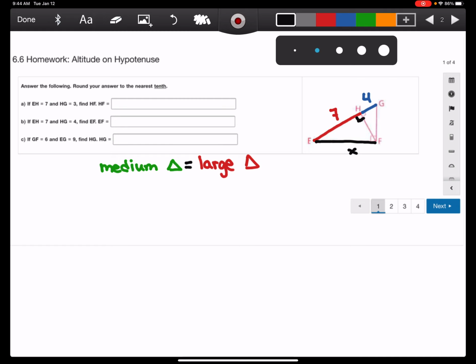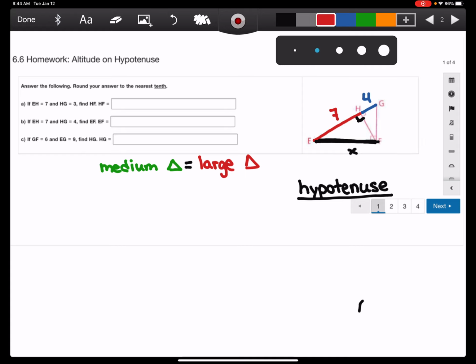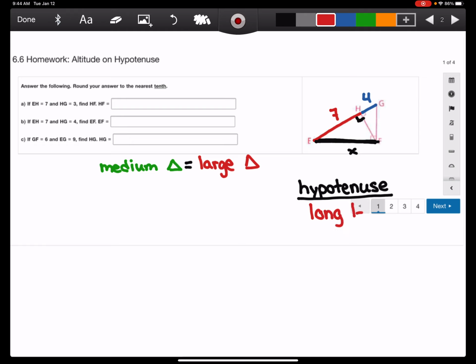Next, we need to look at what sides were given in both of those triangles. So first off, if I look at my medium triangle, x is the hypotenuse. So therefore, I'm going to have hypotenuse. I know it's the hypotenuse because it is opposite the 90-degree angle. If I continue looking at the medium triangle, what else do they give me? Well, they also give me the long leg, EH, which they say is 7. So I'm going to have hypotenuse over long leg. And that will be our ratio that we set up for both triangles.